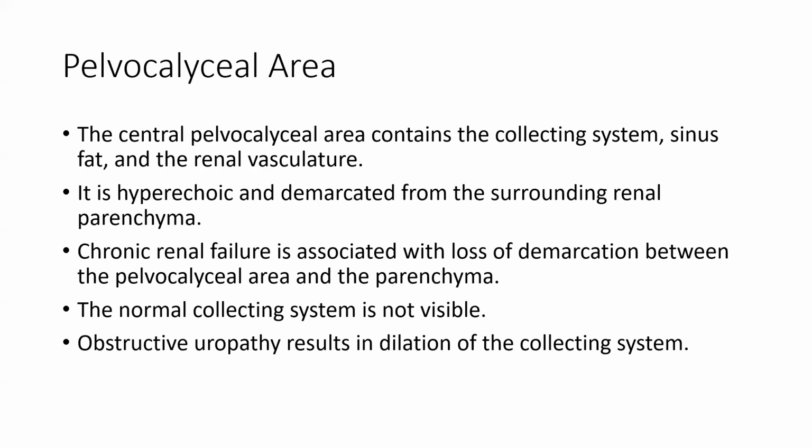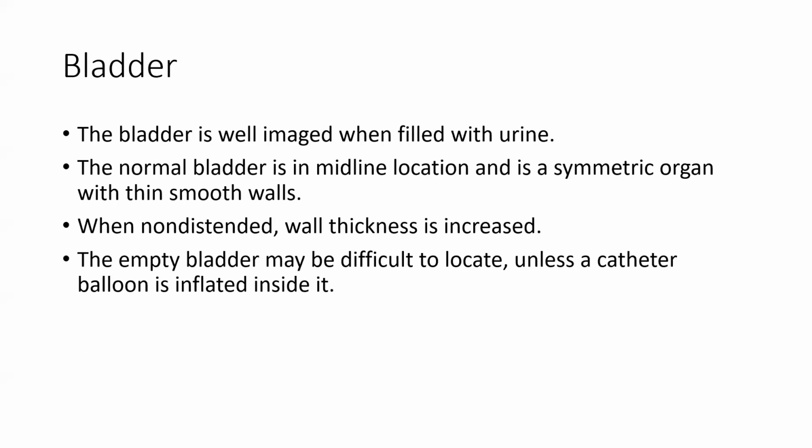Now, the pelvocalyceal area. The central pelvocalyceal area contains the collecting system, sinus fat, and the renal vasculature. It is hyperechoic and demarcated from the surrounding renal parenchyma. Chronic renal failure is associated with loss of demarcation between the pelvocalyceal area and the parenchyma. The normal collecting system is not visible. Obstructive uropathy results in dilatation of the collecting system.